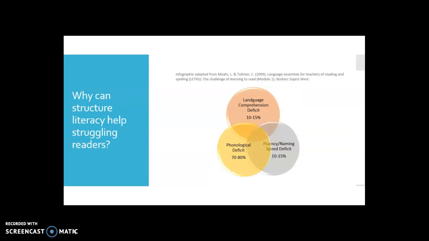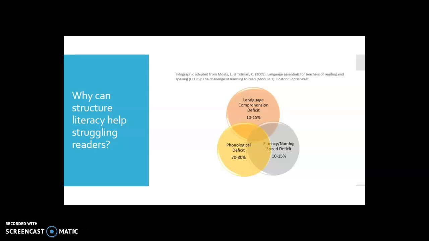So now I want to get into why structured literacy can help our struggling readers. If we look at the diagram to the right, we see 3 types of learning disabilities. Approximately 70 to 80% of our poor readers have a phonological deficit, which impacts accurate and fluent word recognition and eventually impacts fluency and comprehension. An additional 10 to 15% of students have fluency or naming speed deficits. These students may have accurate word recognition, but they're slow at word recognition and at text reading, as well as automatically recalling the correct spelling of words.